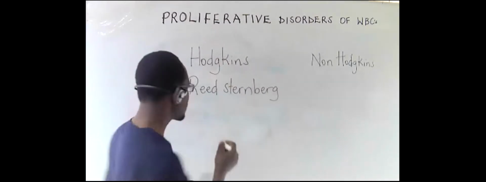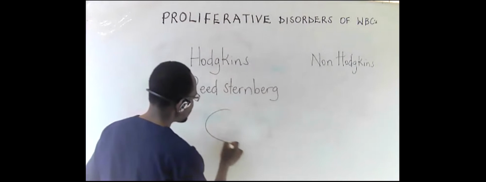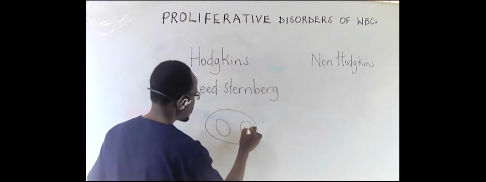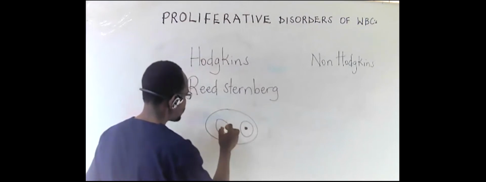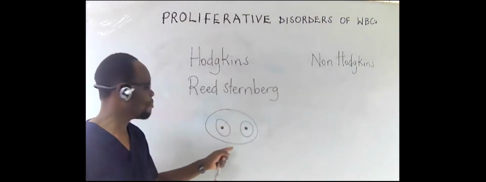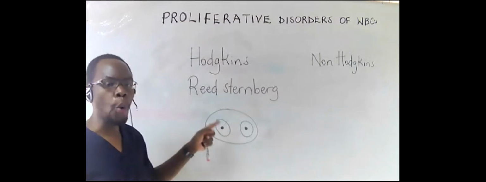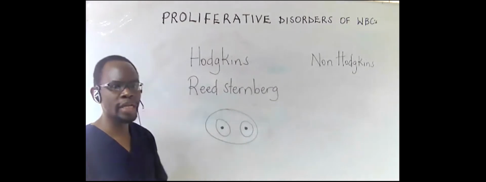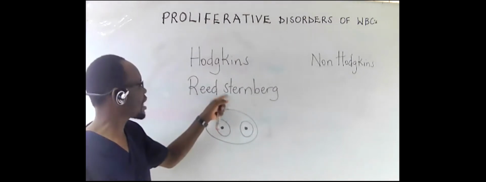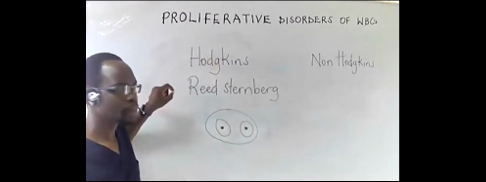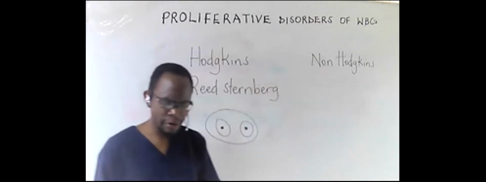These are basically big cells that have two nuclei and a central portion. So they are like owls. Have you seen a bird which looks like this? An owl. So they look like an owl. These are what we call the Reed-Sternberg cells. They are classical for Hodgkin's lymphoma, and they are not present in non-Hodgkin's lymphoma.